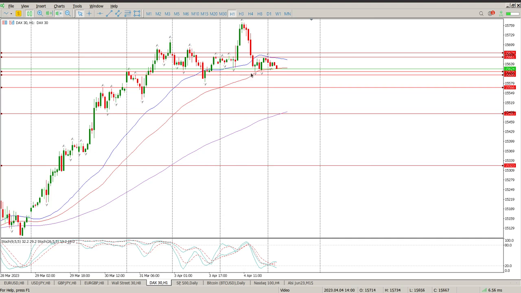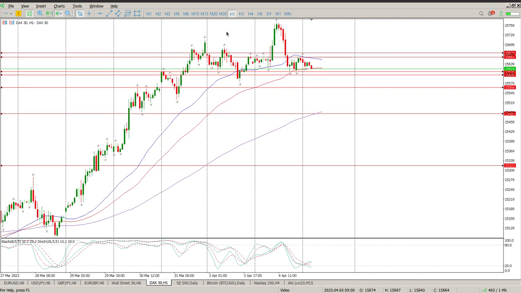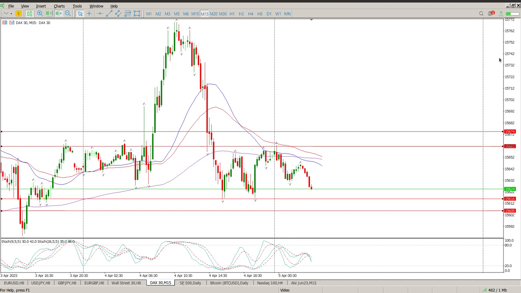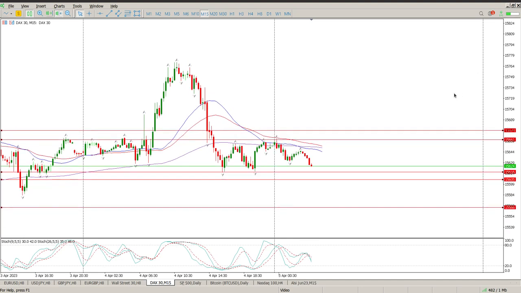A break below here is telling, and then I would expect a deeper move down to one of these two levels. So that's kind of my view at the moment. It could be skewed by any data that comes out, so don't take it as gospel.